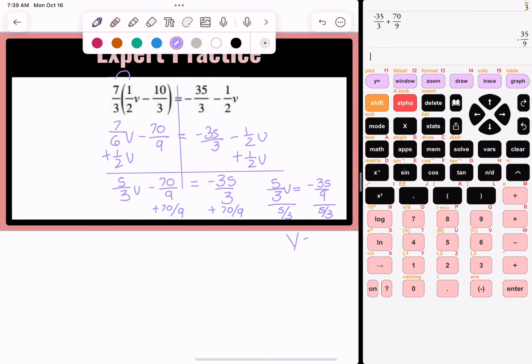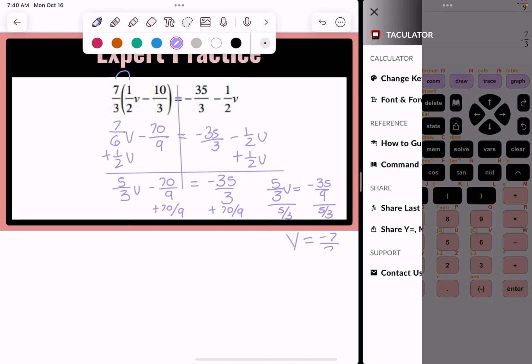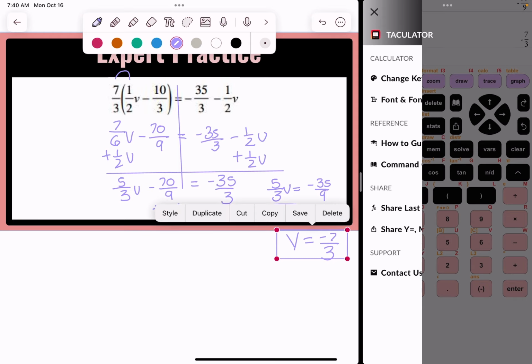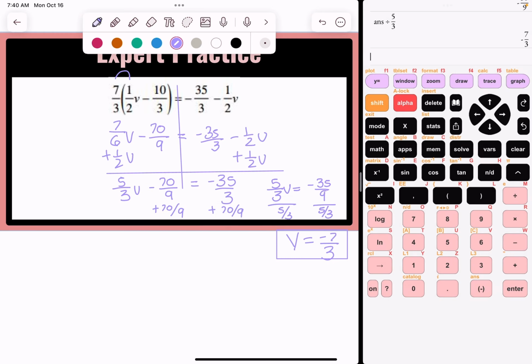And I would get v equals negative 7 over 3. This one's very hard for me to know if the answer is correct or not because of how many letters I have, how many fractions I had, so I actually want to check this. I'm going to tell my calculator that negative 7 over 3, I'm going to store that for v.